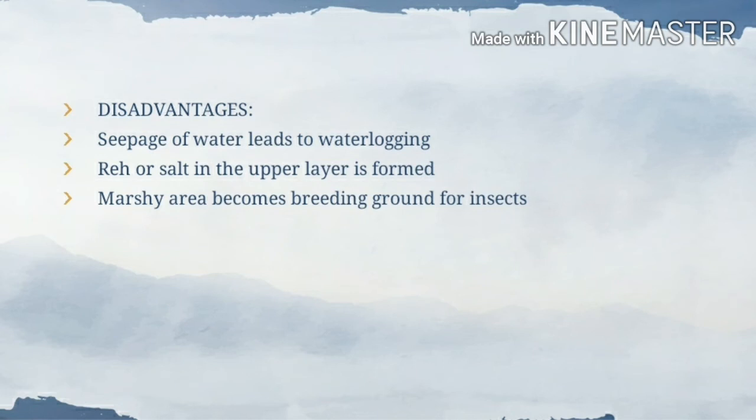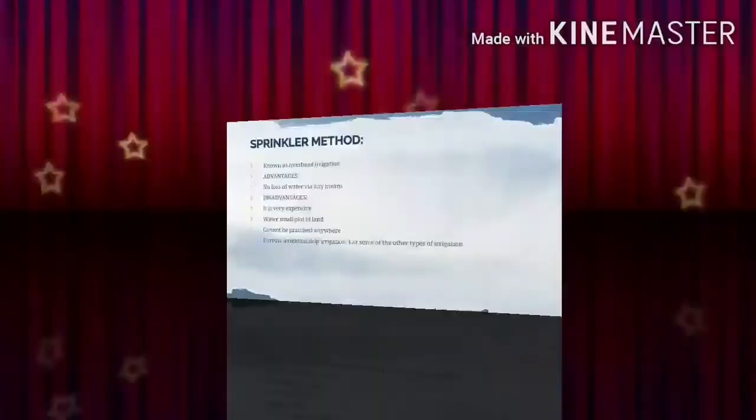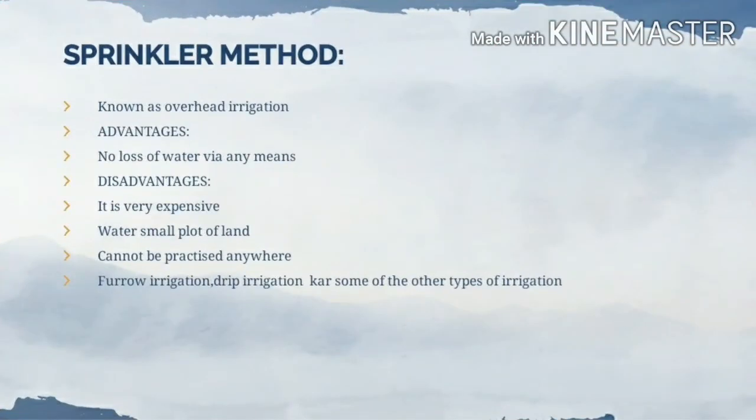And the third one is that marshy areas become a breeding ground for insects. Where there is seepage of the water, marshy areas are created, and these marshy areas become a breeding ground for the insects, and this leads to the occurrence of various diseases.